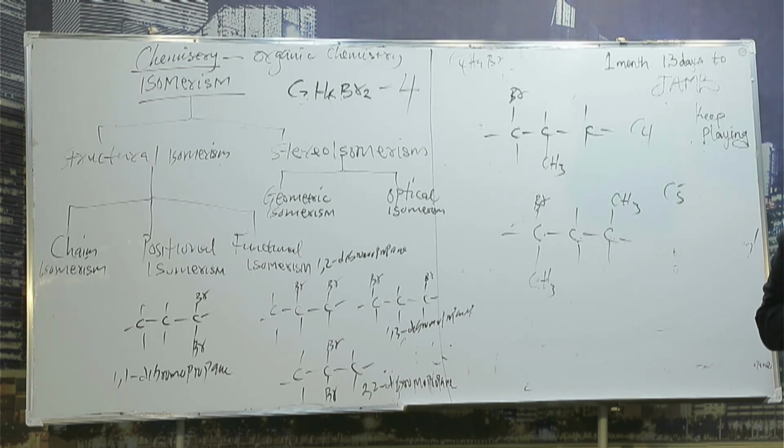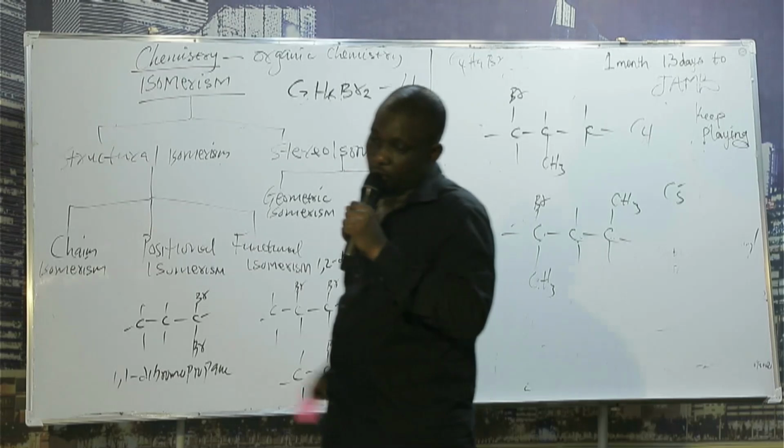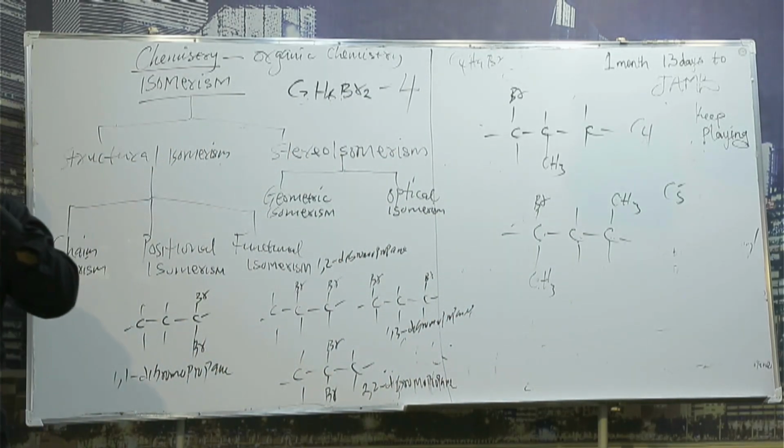Is there a formula to find how many structural isomers there are? Let me tell you a simple truth: there are no formulas. Even the so-called formula that they try to use can only be for chain. You know what I mean by chain? That one can only be for chain. But once the structure is changing because the position of the functional group is changing, you cannot get it with a formula.